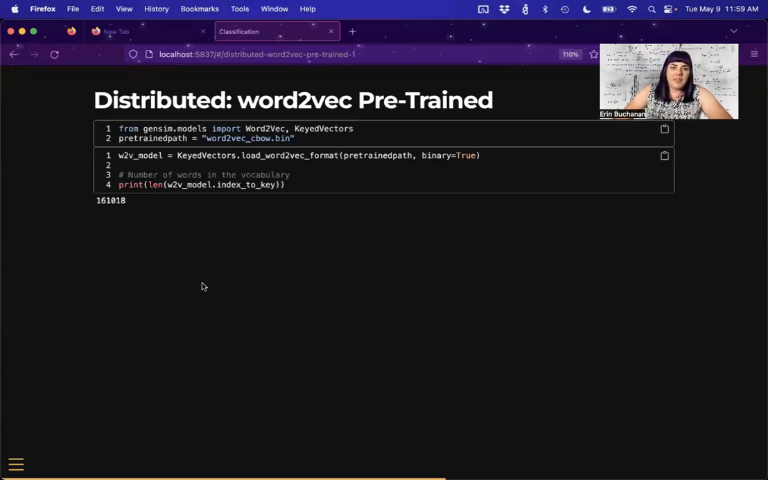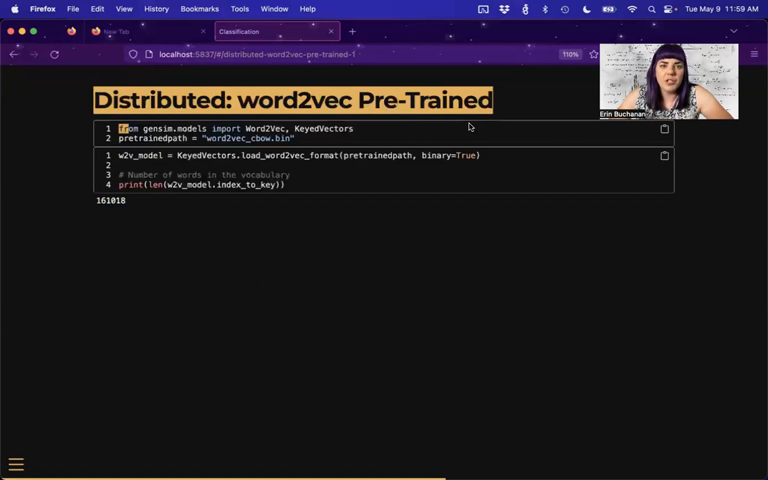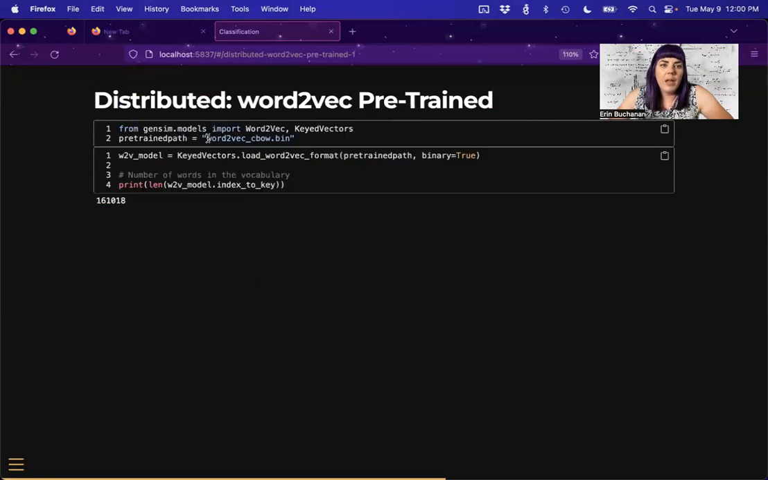So let's look at this pre-trained model. I'm going to load this up. I'm going to load Gensim. As long as this .bin file is in the same place as your Markdown or Jupyter notebook that you're working with, you can load it by using KeyedVectors.load_word2vec_format. And then I can print out the word2vec model's index_to_key.